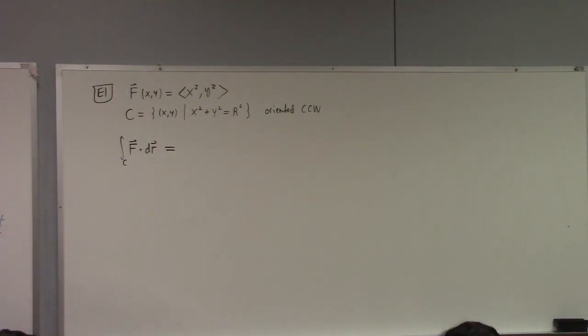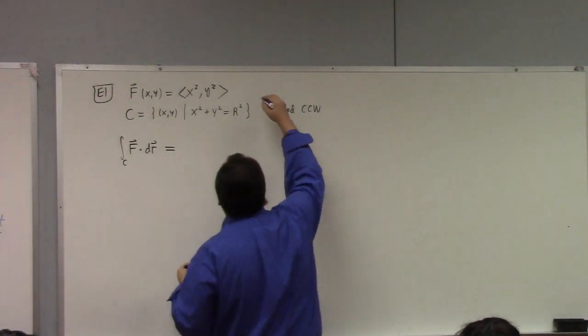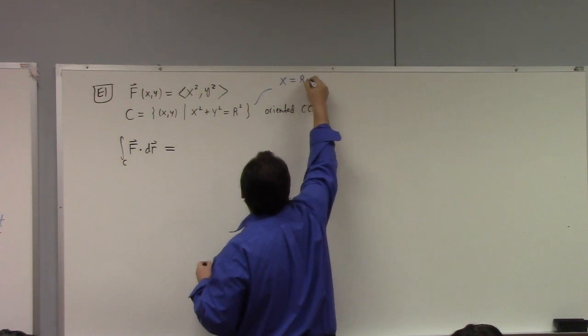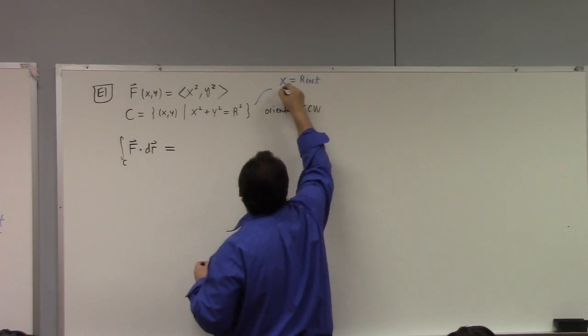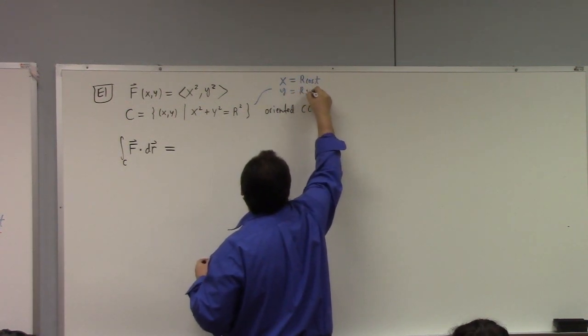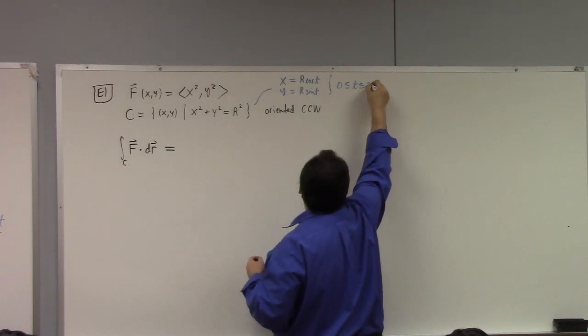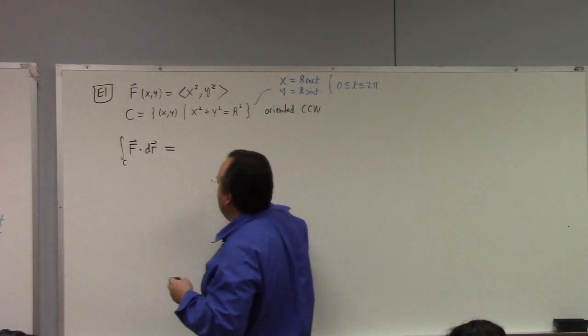You have to have a parameterization. That's right. So we have to know the parameterization of the curve in order to take the line integral. So the parameterization of this, the nice one, I would say is this: x equals r cos t, y equals r sine t, 0 less than or equal to t less than or equal to 2 pi. Okay, that's what we're going to do here.